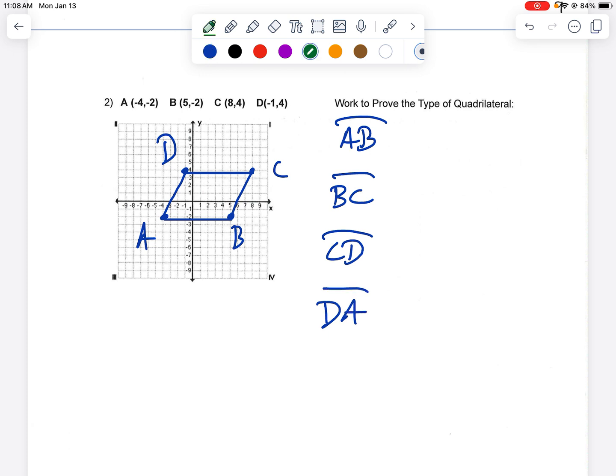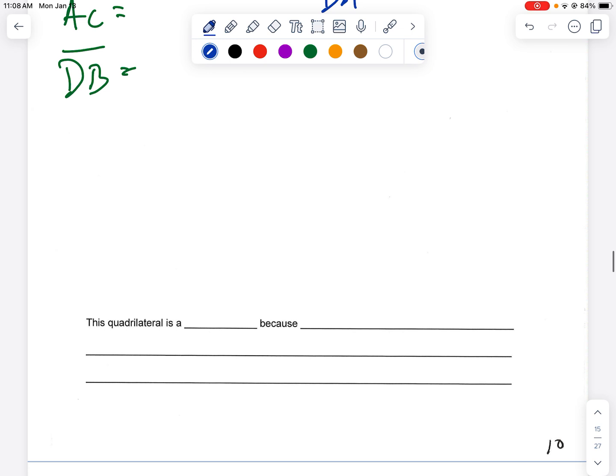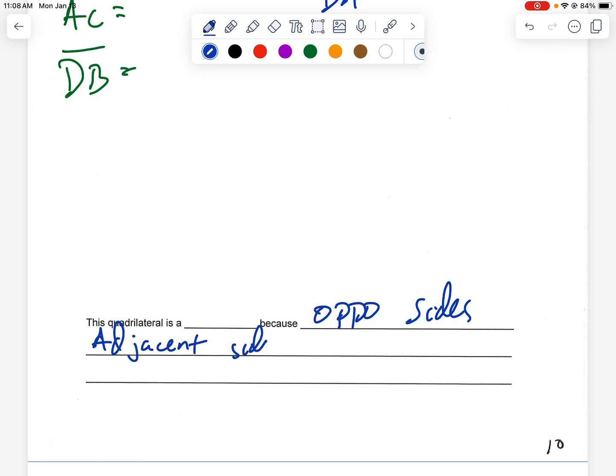And then you will also find A to C and D to B. So find all those slopes, and then you will make a comment about the opposite sides, the adjacent sides, and the diagonals. All right? We'll see you tomorrow.